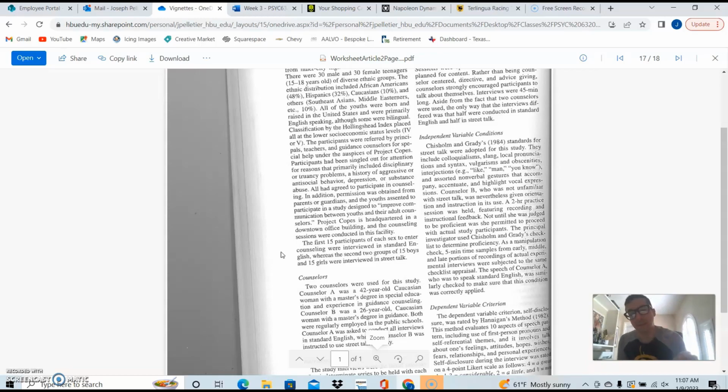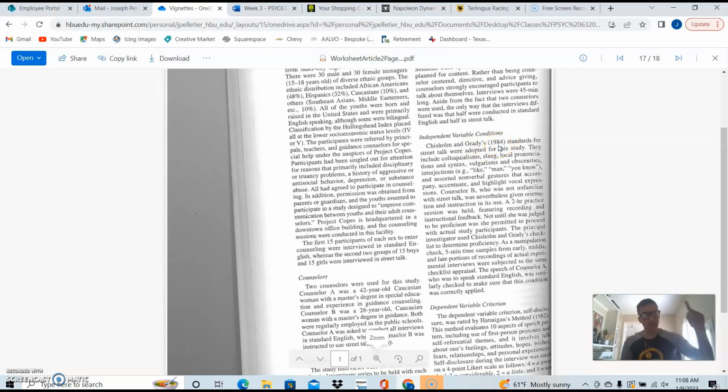So if we look at the paragraph here, I keep pointing, there we go. This paragraph here, independent variable conditions, right? In this case, they outline what the street talk actually was constituted by, right? And if you'll notice, by the way, they're using Chisholm and Grady's standard for street talk from 1984.